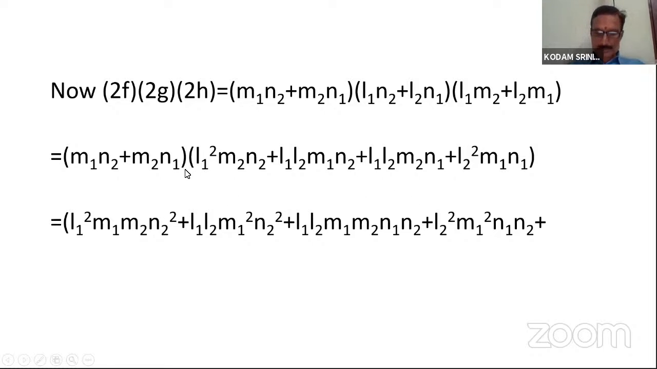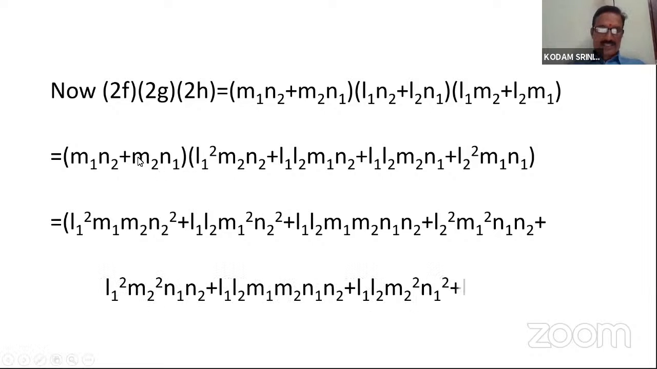That is M2 N1. M2 N1 into L1 square M2 N2 is nothing but L1 square, here M2 square, next N1 N2. That is L1 square M2 square N1 N2. Next, this second term into this second term, M2 N1 into L1 L2 M1 M2, that is L1 L2, M1 M2, next N1 N2. Once again we got all the terms: L1 L2 M1 M2 N1 N2. Similarly, we got one more time L1 L2 M1 M2 N1 N2.